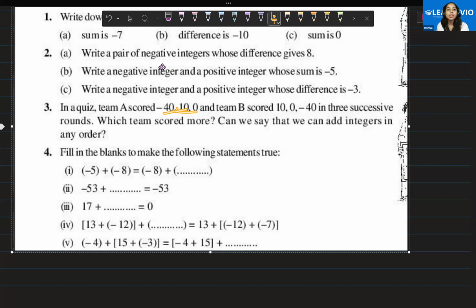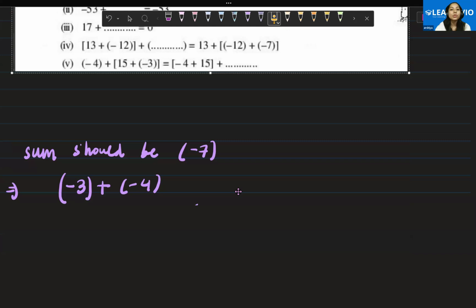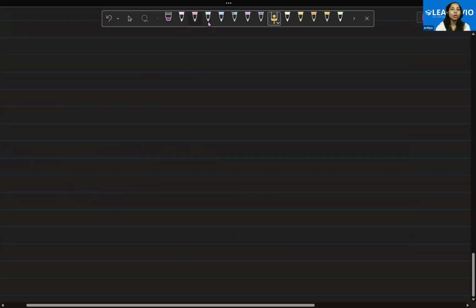This question says that team A has scored these marks: negative 40, 10, and 0, whereas team B scored 10, 0, and negative 40 in 3 rounds. So which team scored more, and can we add the integers in any order? You have to tell which team scored more. So how will you tell that? First of all, you'll have to add, right? So first of all, let's add the score of team A.